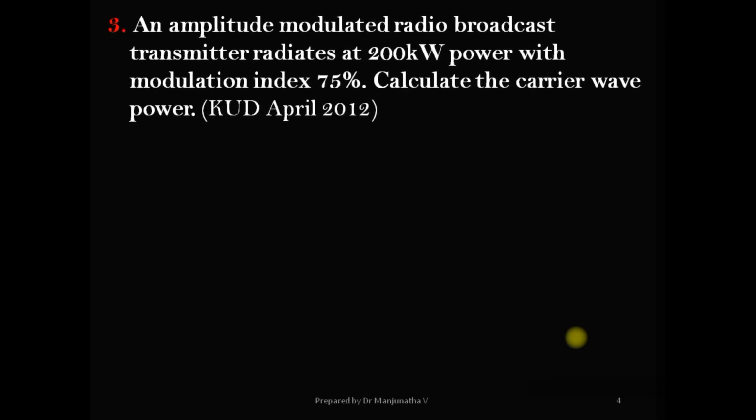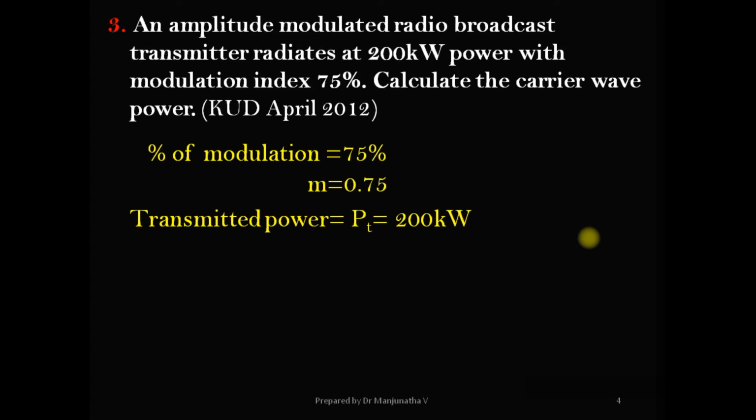Now let's see the third problem. An amplitude modulated radio broadcast transmitter radiates at 200 kW power with the modulation index 75%. Calculate the carrier wave power. Here the modulation index is given 75%. That is, modulation factor is equal to 0.75. When we remove the percentage here, we would get this much.